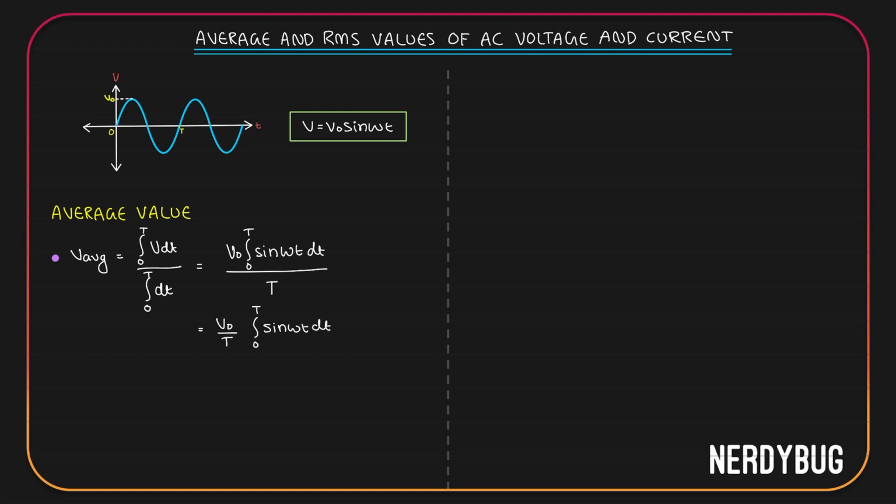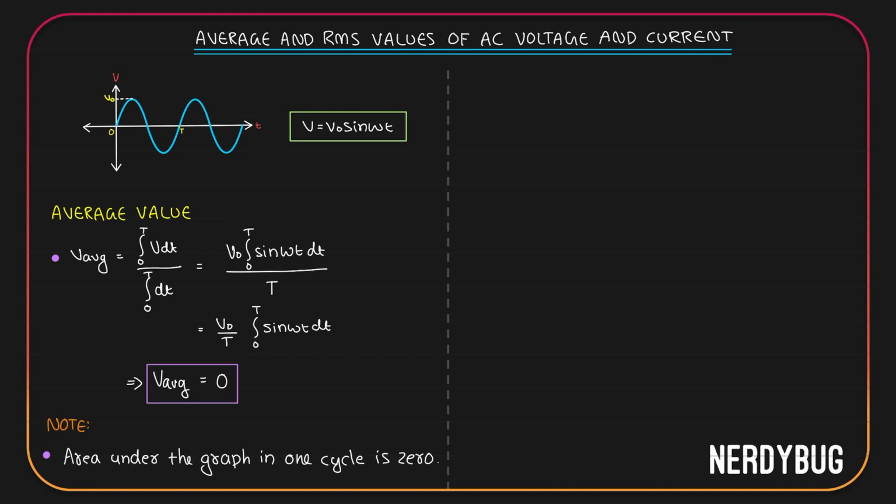Now, integration gives you the area under the graph. And sine omega t in one time period looks like this. It has equal positive area and negative area under the graph in one time period. So if you take the integration of sine omega t across one time period, you simply get 0. So the average value is 0. The reason for the result is that the area under the graph in one cycle is 0. Turns out that the average value of AC voltage or current over one full cycle is 0.